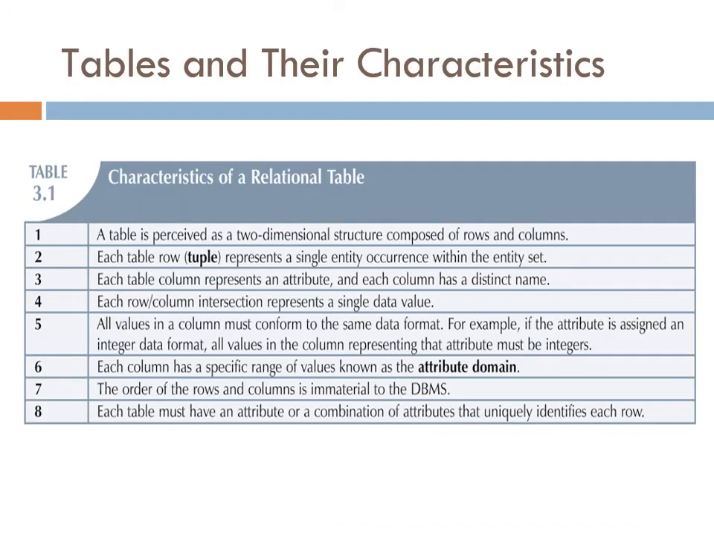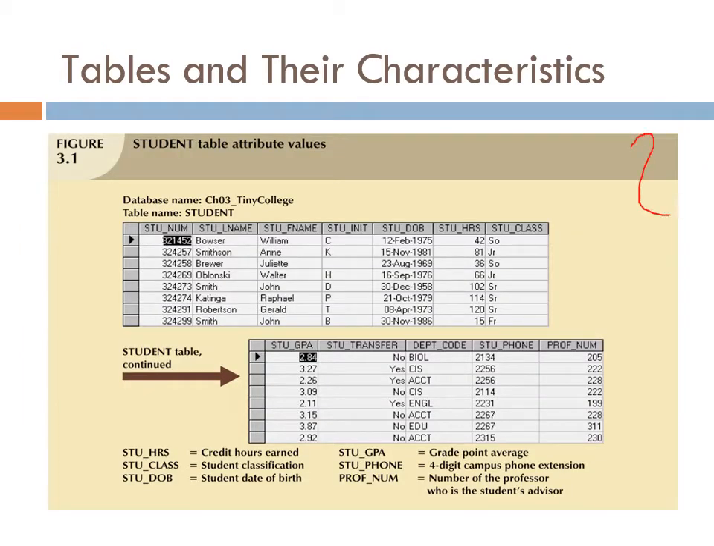This figure summarizes the characteristics of a relational table. You can read this one. This figure also shows the tables and their characteristics. For example, here, STU_HRS uses a short form, so each attribute should have a description. STU_HRS refers to credit hours earned. STU_CLASS is the student classification. STU_DOB is the student date of birth, and so on and so forth.